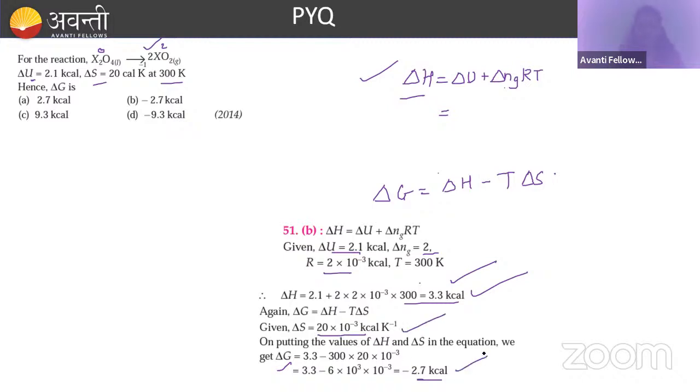I have put all these values in this equation, the Gibbs-Helmholtz equation, and I got the answer, that is option B, 2.7 kilocalorie per mole. Okay, समझ में आ रहा है सबको?